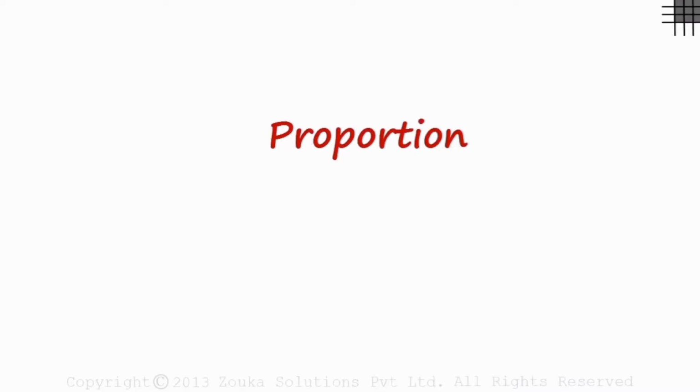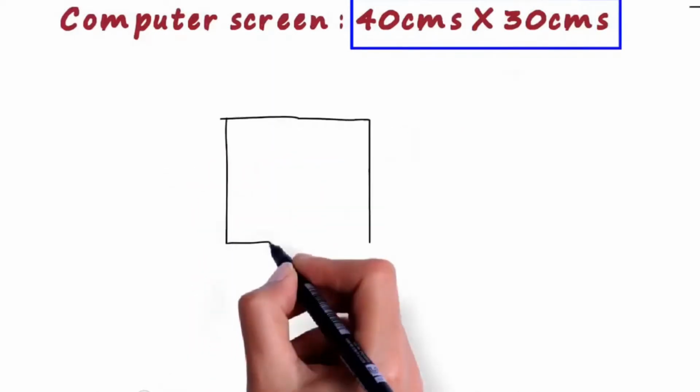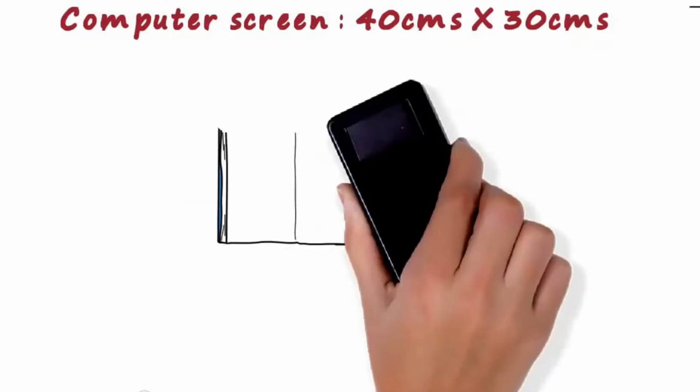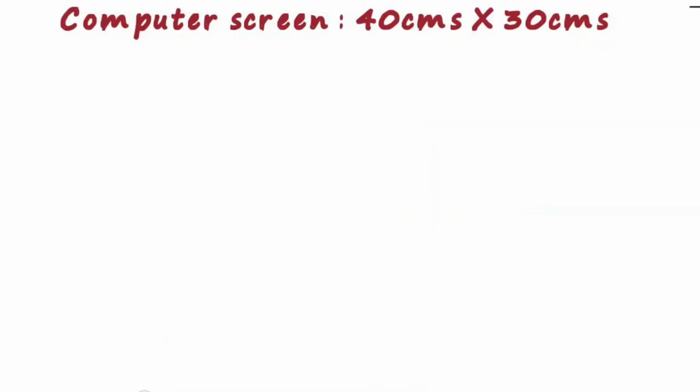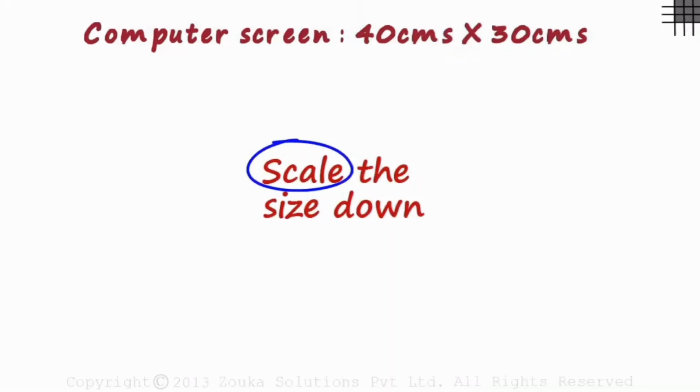First, let's look at the concept. Now let's look at a computer monitor screen whose dimension is 40 cm by 30 cm. The length is 40 and the breadth is 30. If we are to draw this in a book, this dimension will be too large for the book. That is to say, we cannot represent it in a book. The book is too small. So what we do is what we call scale down.